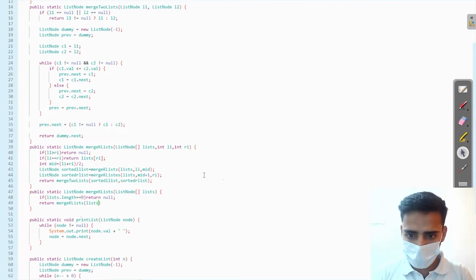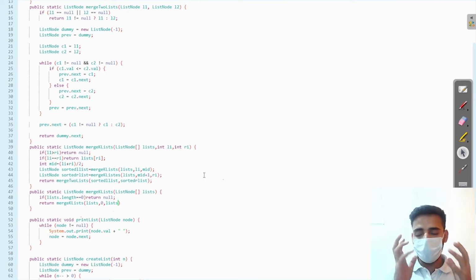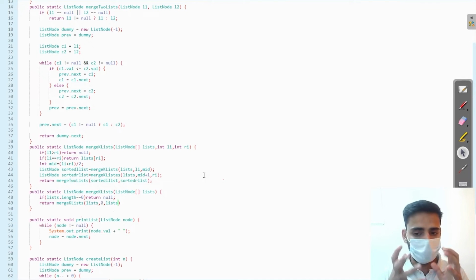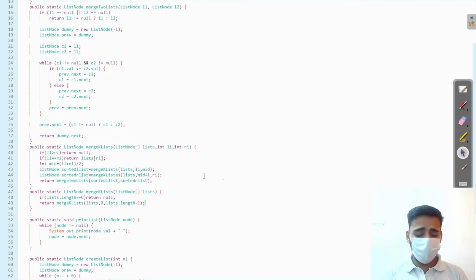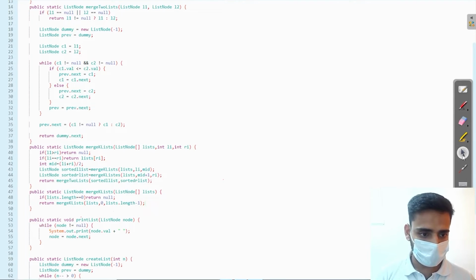I will send the list and 0, and the length of the list. We have to calculate the last index, that is length of the list minus 1, list dot length minus 1. Okay, this is done. I think this is all just code. Now let's check the complexity for this.